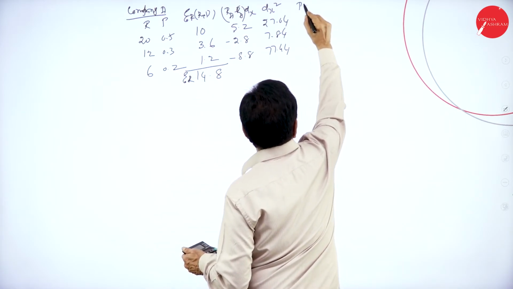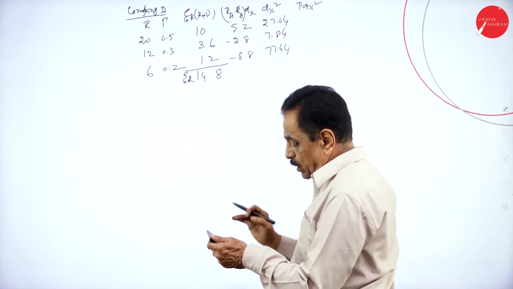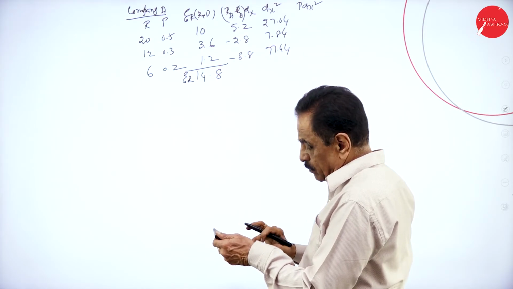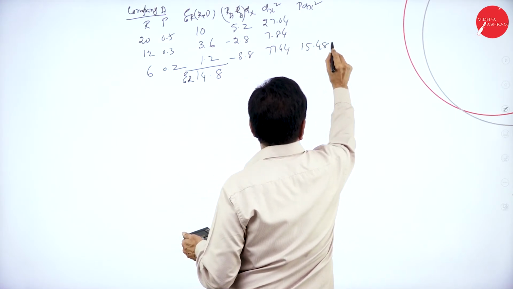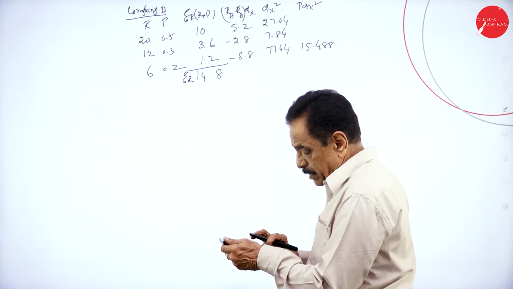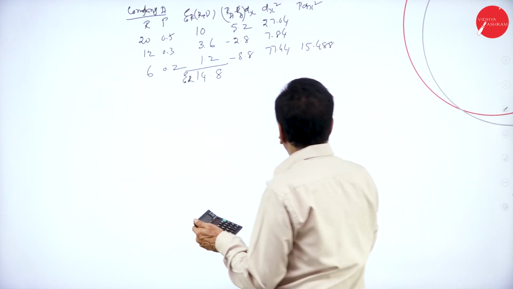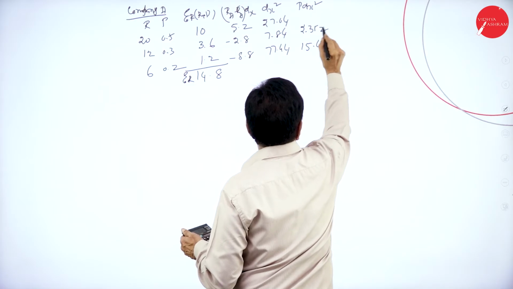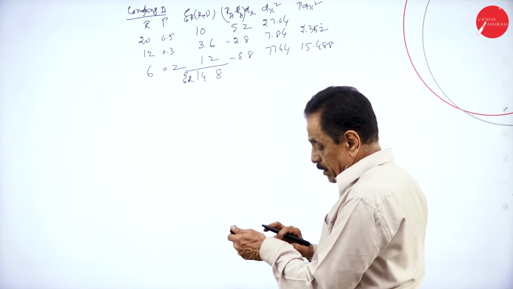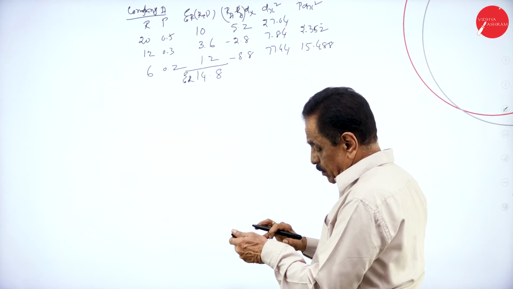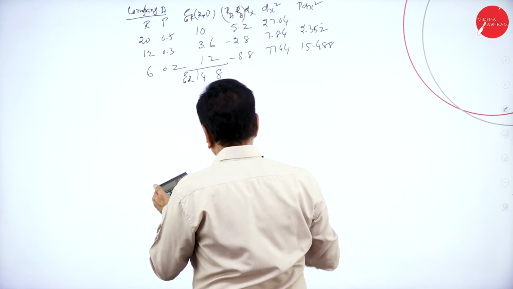Then p dx square, multiplied by probability. 77.44 into 0.2 is 15.488. 7.84 into 0.3 is 2.352. 27.04 into 0.5 is 13.52.